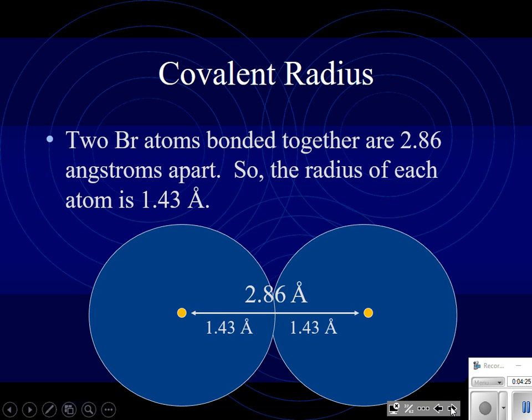So here's just an example of a covalent radius and how they determined it. Okay? Here's two bromine atoms bonded together. So that's a molecule of bromine. They measure from the nucleus of one to the nucleus of the other, and they get 2.86 angstroms. Take half of that to get your atomic radius, because that is the covalent radius. So they use that number for the atomic radii.